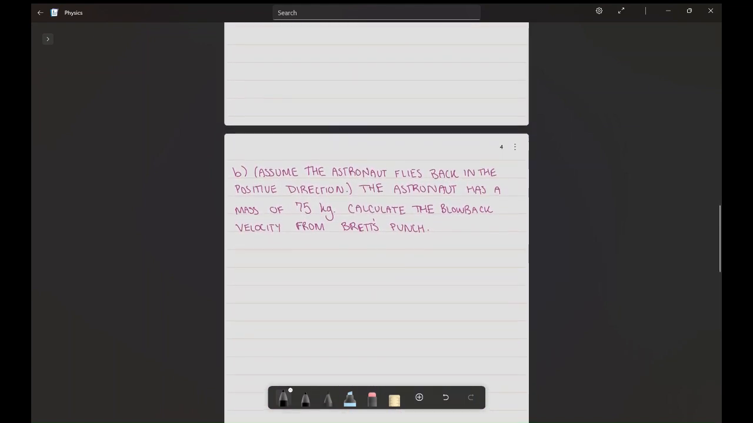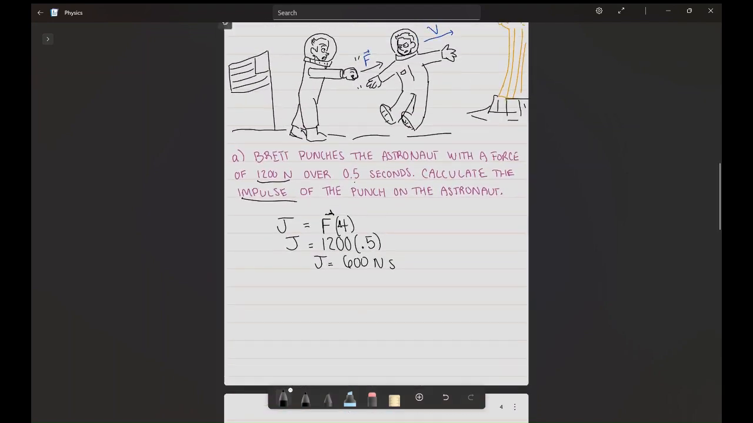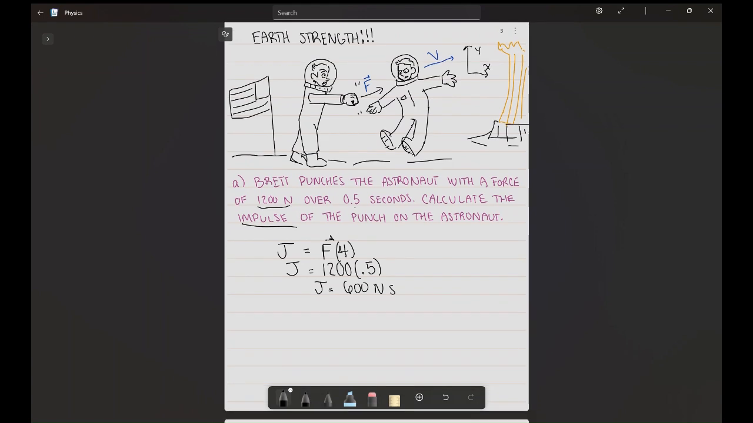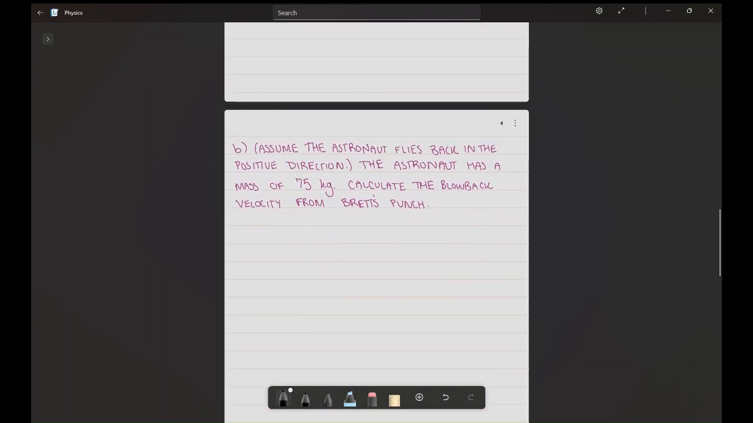So now moving on, we're going to assume that this is the positive direction. I forgot to draw my little coordinate plane, but this is the y and this is the x. We're going to assume that this flying back is the positive direction, and the astronaut's mass is 75 kilograms. So we're going to write our knowns for this because we're getting a little bit more involved. We know already that our impulse was 600 newton seconds from the previous problem. Our mass is 75 kilograms.